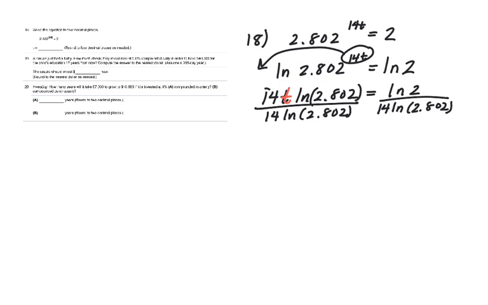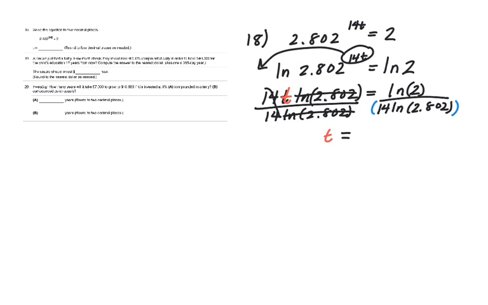Okay, so on the left, the 4's will cancel, the natural logs will cancel, and we're left with t equals the natural log of 2 divided by 14 times the natural log of 2.802. So when you're typing this in, be careful to put the denominator in parentheses so that you'll get the right value.